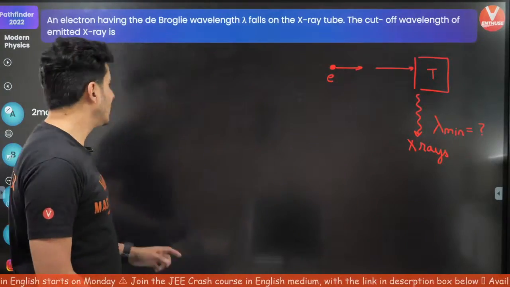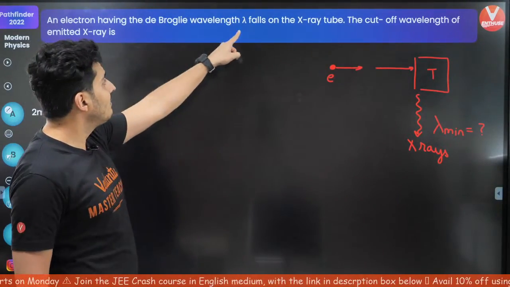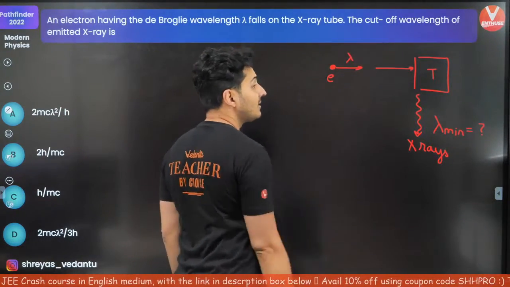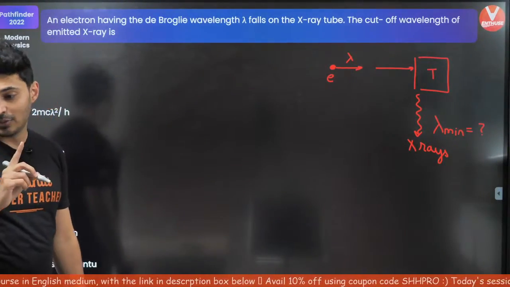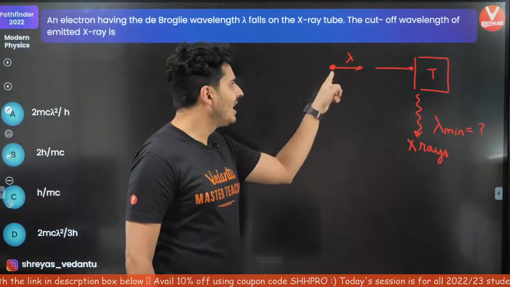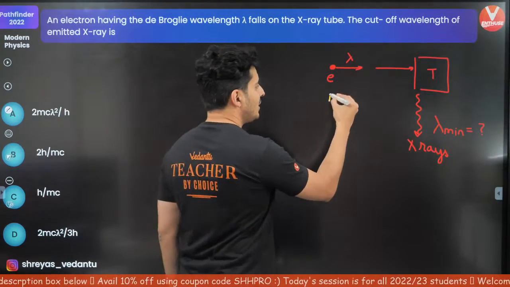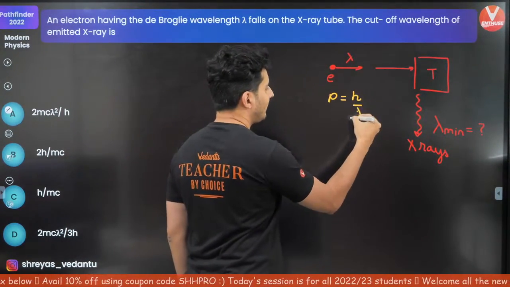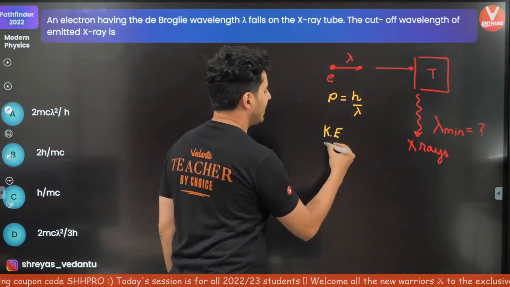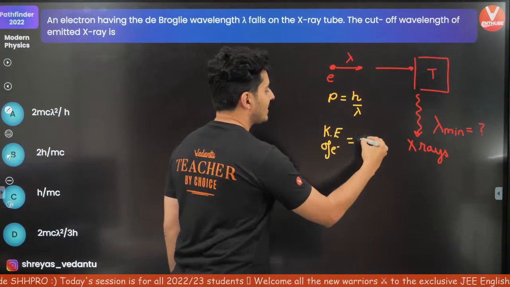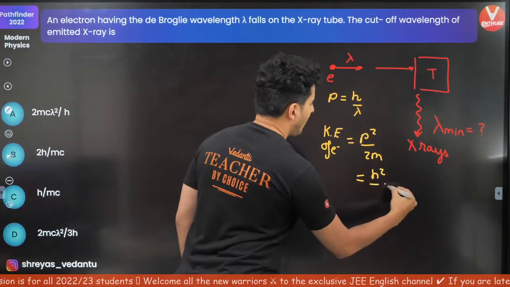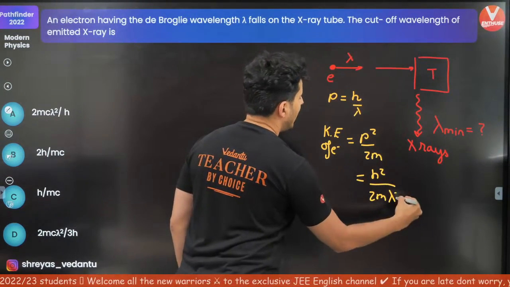What is given in the question is the de Broglie wavelength of the electrons. This is de Broglie wavelength. Be careful. Let's see how to solve this. If I know de Broglie wavelength, I can find the momentum of the electron. The momentum of the electron will be h by lambda. If I know the momentum of the electron, can't I find the kinetic energy of the electron, which is p square by 2m, which is h square by 2m, and you will have lambda square.